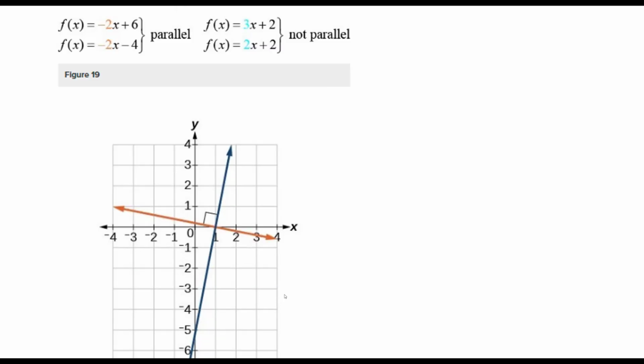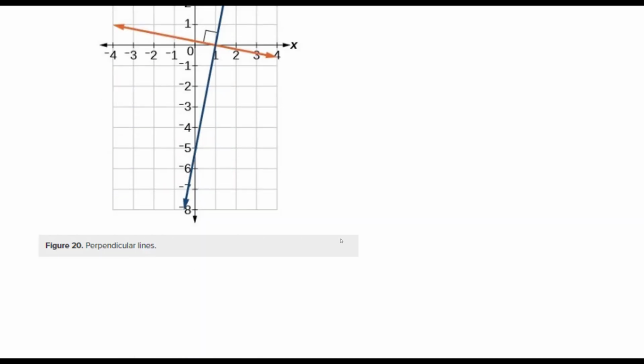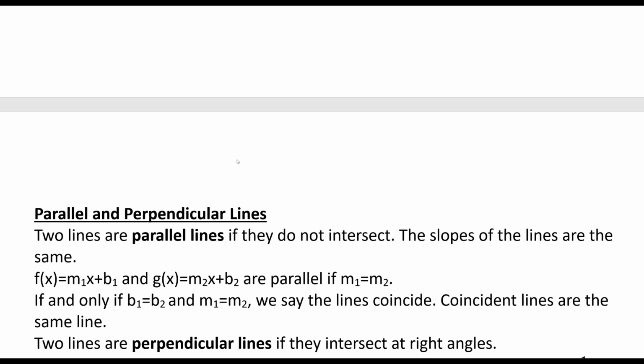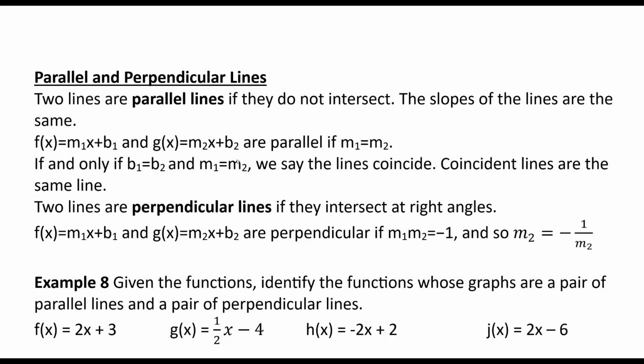This is an example of perpendicular lines. These are two lines that form a right angle. They have a special relationship between their slopes as well. So I'll summarize it here.